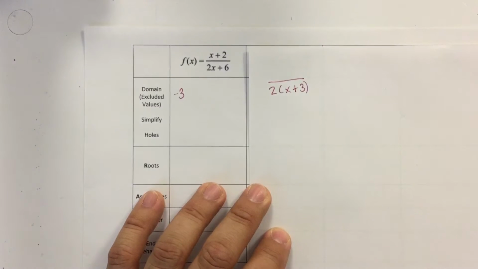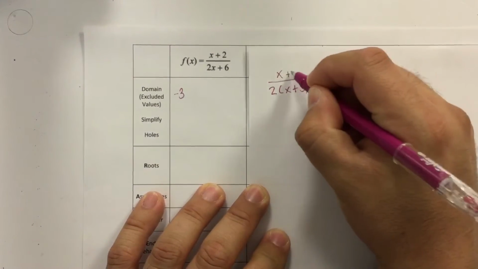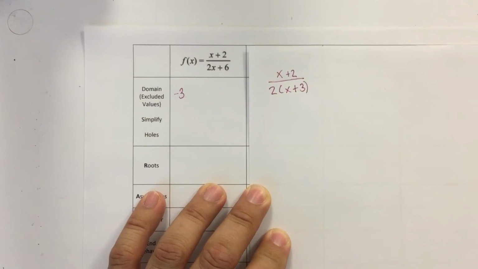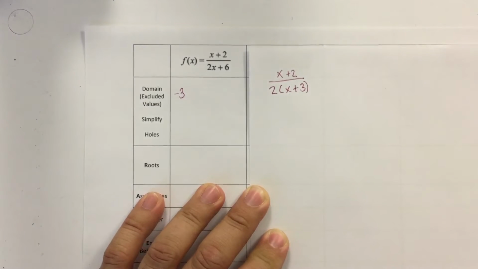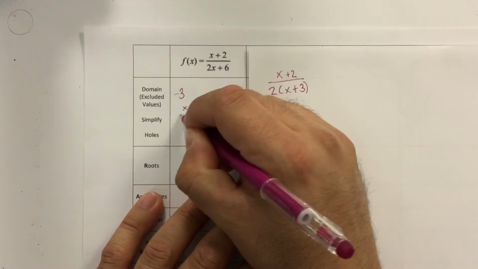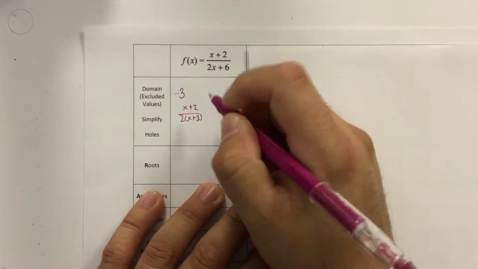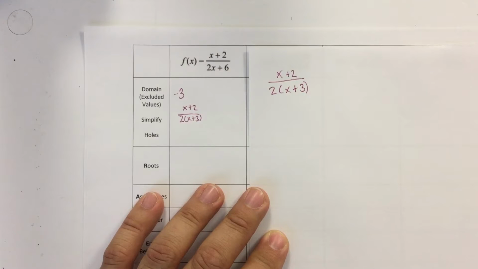Now, the simplified equation. We're going to put the x plus 2 on the top. Does anything cross out on the top and the bottom? No, right? There are no common factors on the top and the bottom. So my simplified equation is x plus 2 over 2 times x plus 3. Questions?